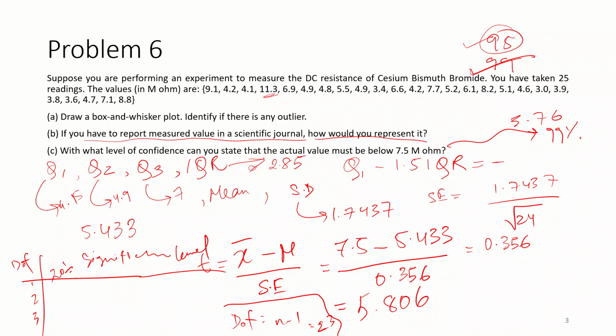But sir, what I studied in the book is that n is used for the population case. Here we are doing the t-test, so we use n minus 1 in the denominator, since the sample size is below 25. That is why my result was different at that time.